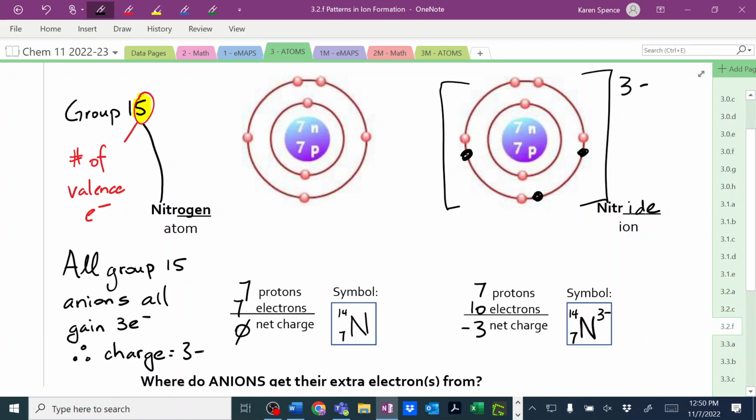3 minus. What is the charge of a nitride ion? 3 minus. What is the charge? Arsenic is right under phosphorus. It's still in group 15. What is its charge? 3 minus.